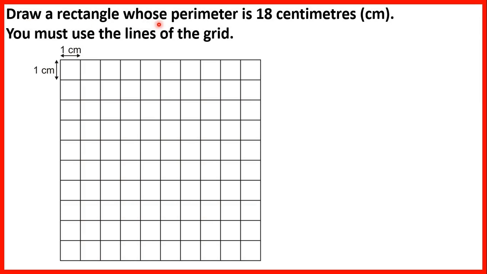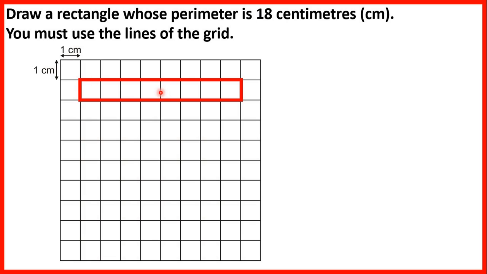Draw a rectangle whose perimeter is 18 centimetres. You must use the lines of the grid. So we need to remember that the perimeter is the total distance around the outside of a shape. So we could have a rectangle with a length of 8 centimetres and a width of 1 centimetre, because 8 plus 1 plus 8 plus 1 comes to 18, so that's the perimeter.